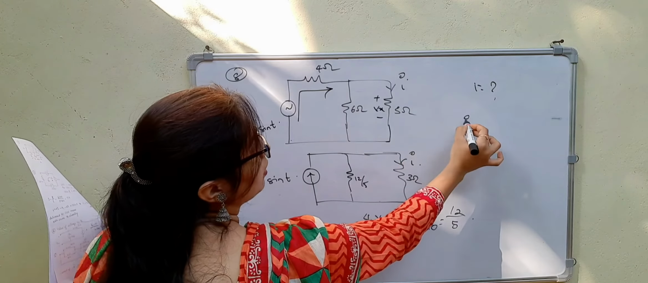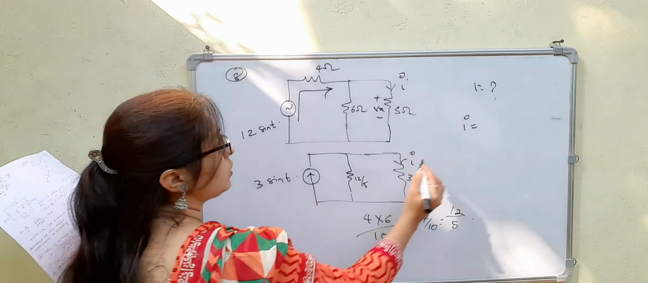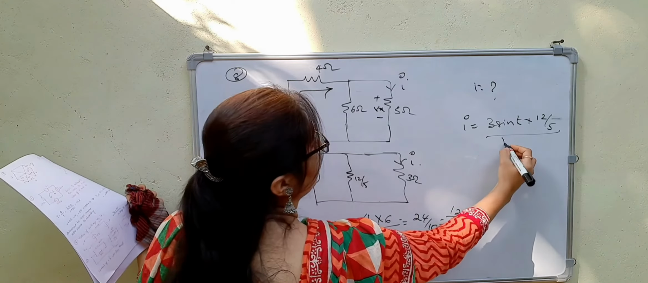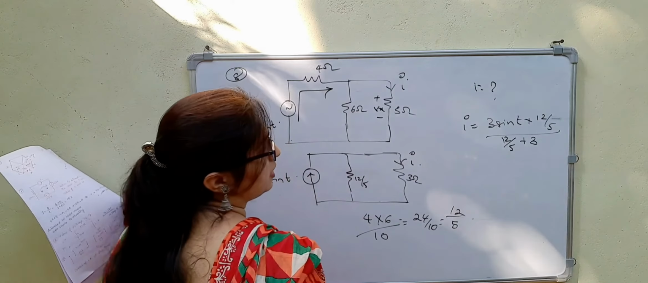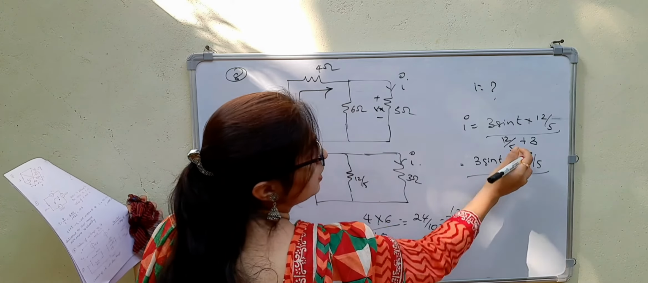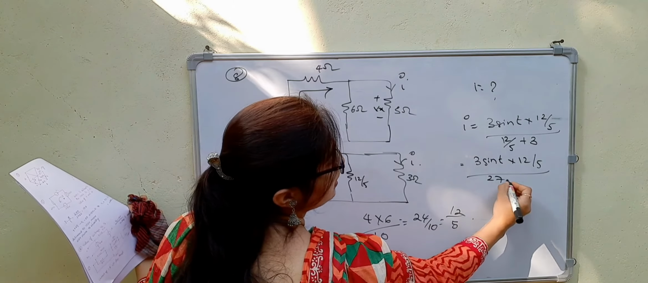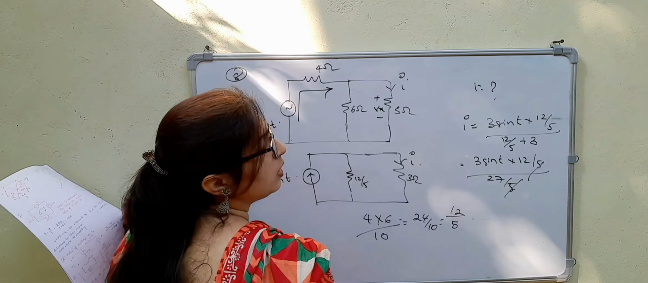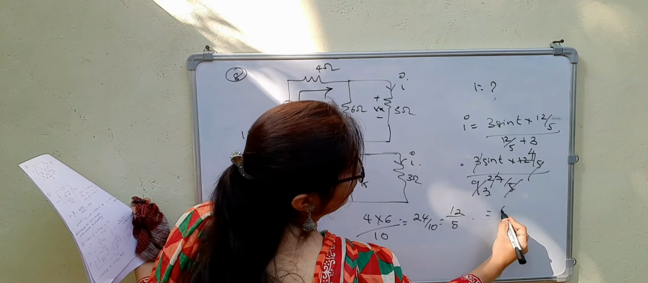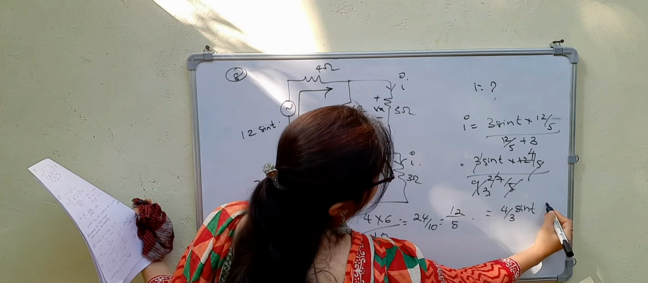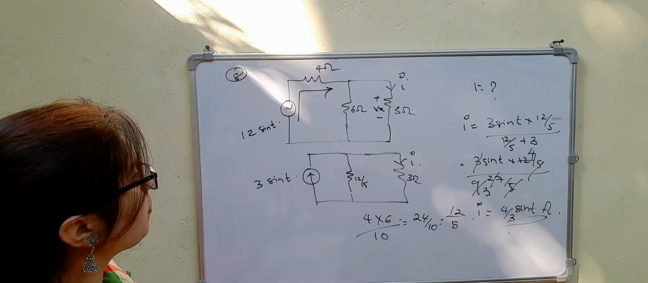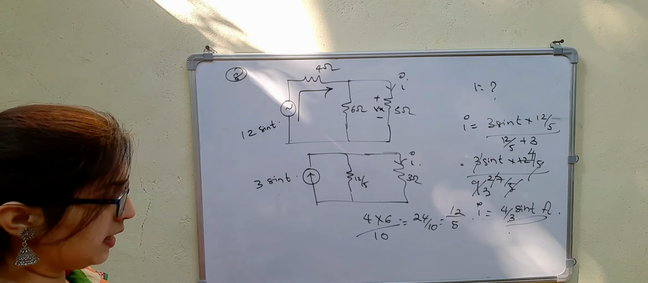Okay. So this is 12 divided by 5. And what is the current? Now we can use the current divider rule. So that is 3 sin t into 12 divided by 5 divided by 12 divided by 5 plus 3. So 3 sin t into 12 divided by 5. So this is 15 plus 12, it is 27 divided by 5. Okay. 3 9s are 27. 3 3s are 9, 3 4s are 12. So it is 4 by 3 sin t amperes. I will be 4 by 3 sin t amperes. Okay. So next let us take another problem.